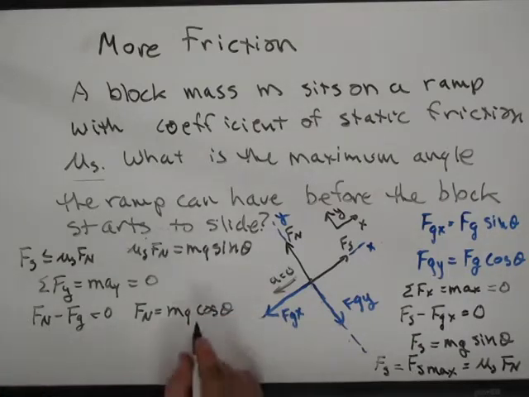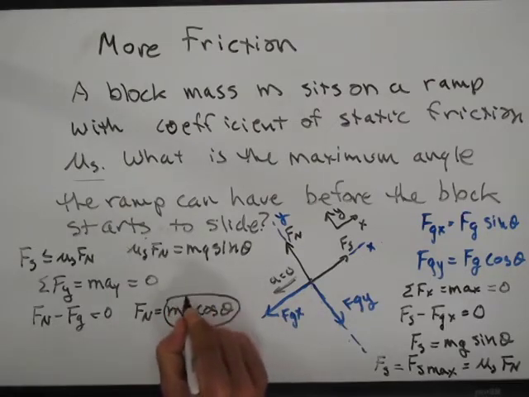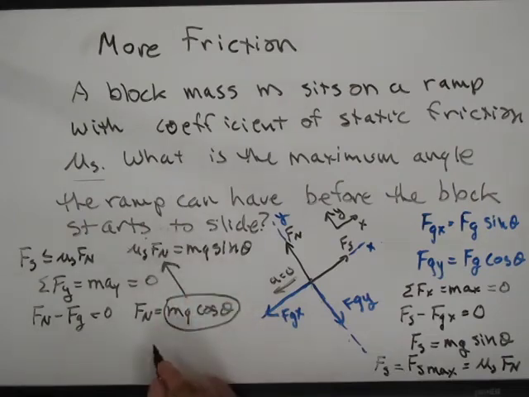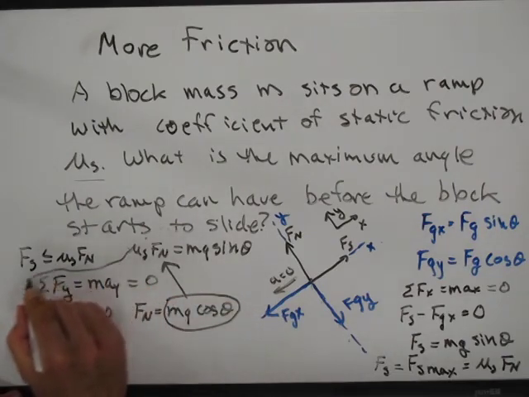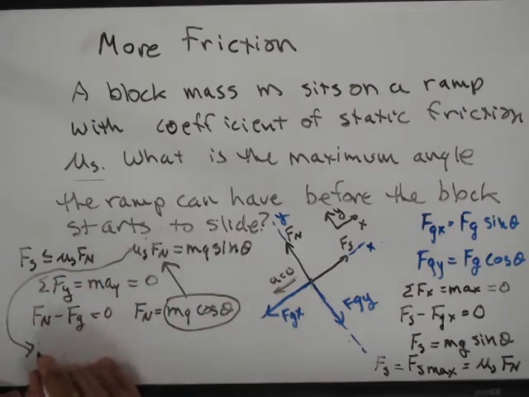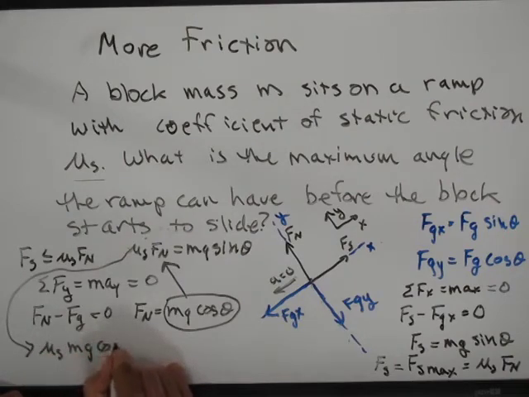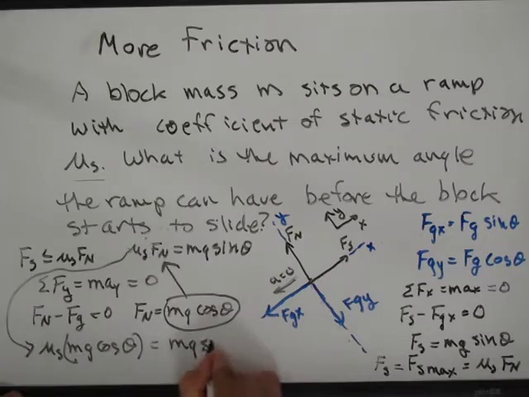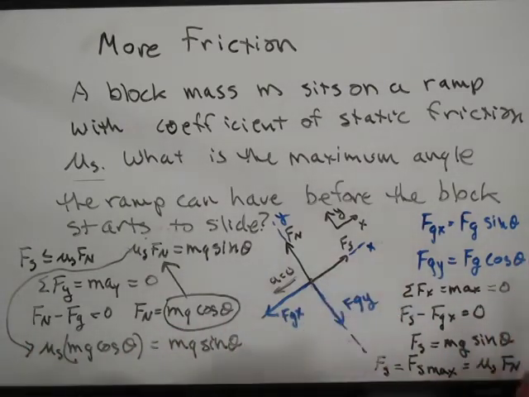Now I can take this and stick it in there, and this equation becomes mu sub s times mg cosine theta, which is what I plugged in for Fn, equal to mg sine theta. I hope you see that all I'm doing is solving Newton's laws and then treating them as a math problem to solve for the thing I want.